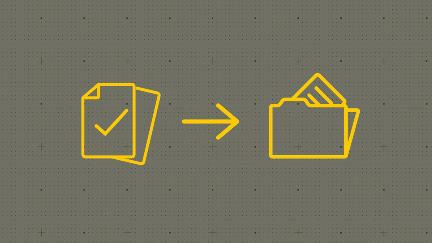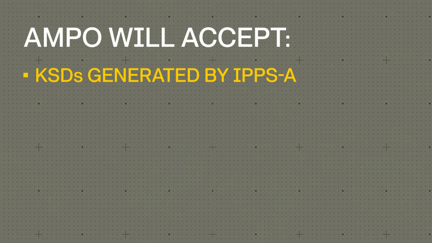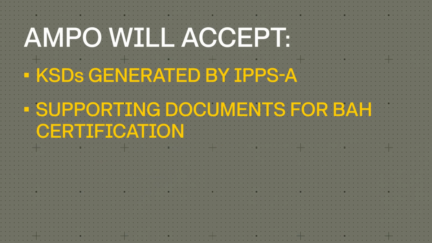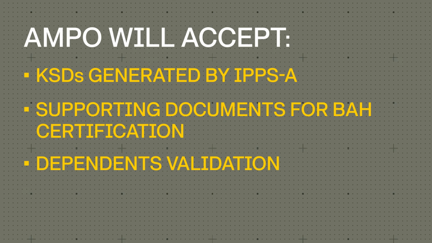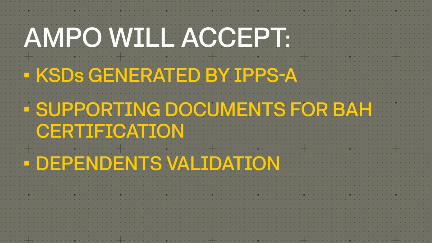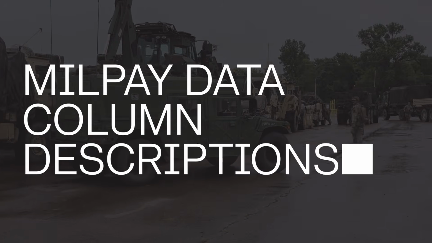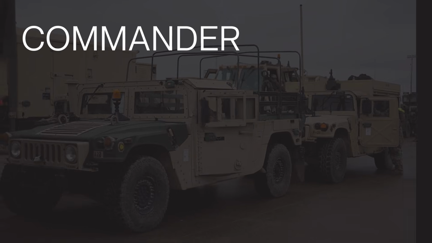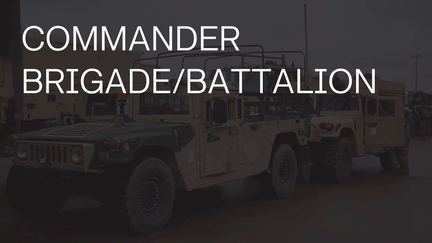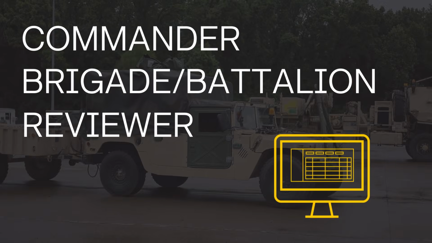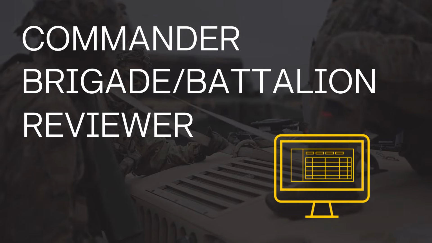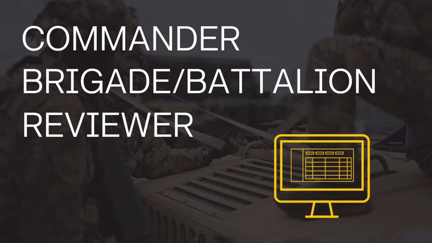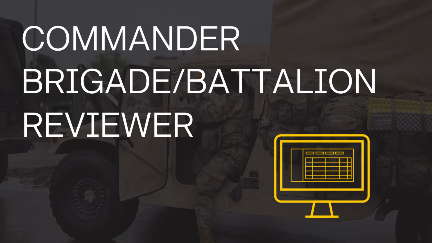To process actions, the AMPO will accept KSDs generated by IPSE, supporting documents for BAH certification and dependence validation. See the video description for a list of documents. The Commander, Brigade, Battalion, and Reviewer roles see several data columns in eUCFR. Some are the same across all three roles, while others are different. You can explore the definitions via the link in the video description.